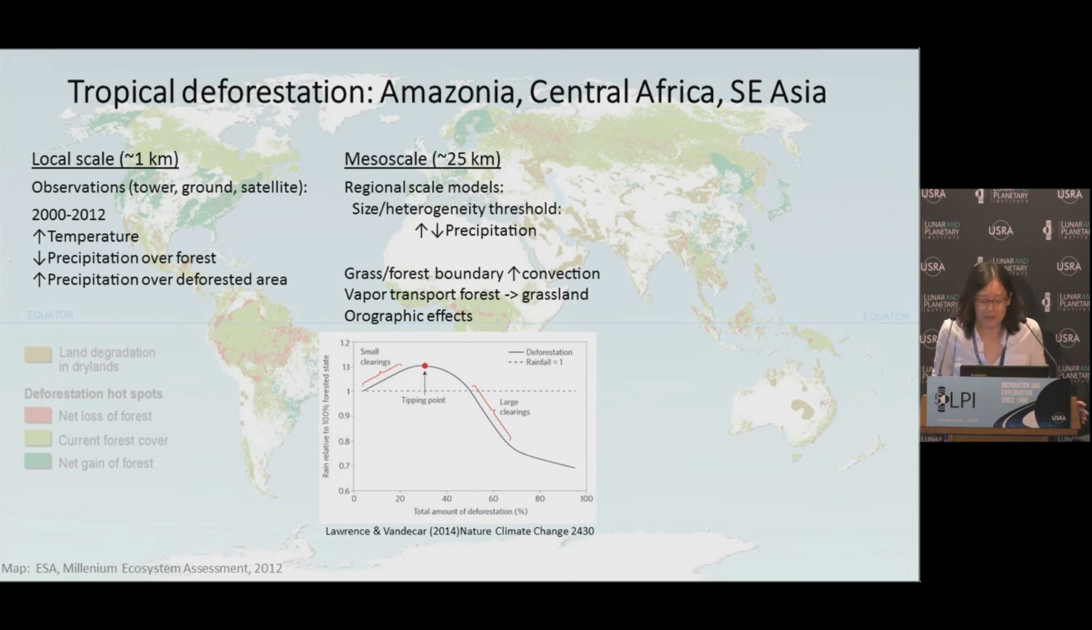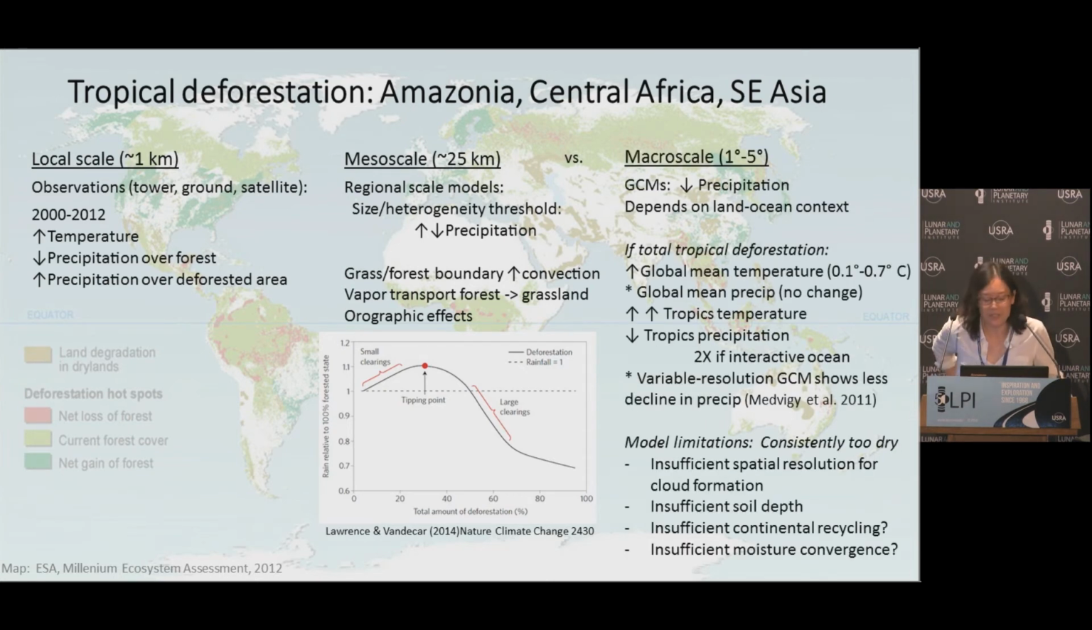However, this phenomenon is sensitive to the size and heterogeneity of the clearings. With small clearings, you could get an increase in precipitation, but there's a tipping point. If the clearings get larger, then you start to lose precipitation. Now, macro-scale or GCM-scale models can't capture this kind of dynamic because they're too large scale. They don't have sufficient spatial resolution for simulating cloud formation, which is always parameterized, as you know.